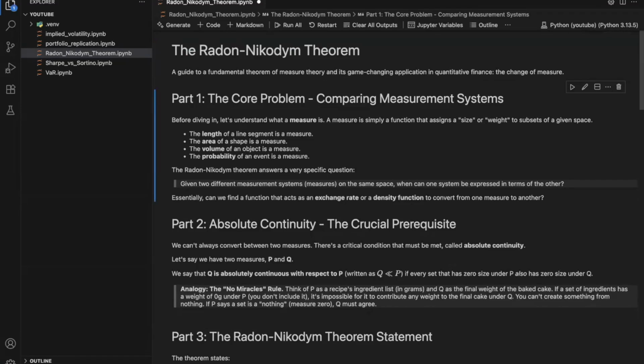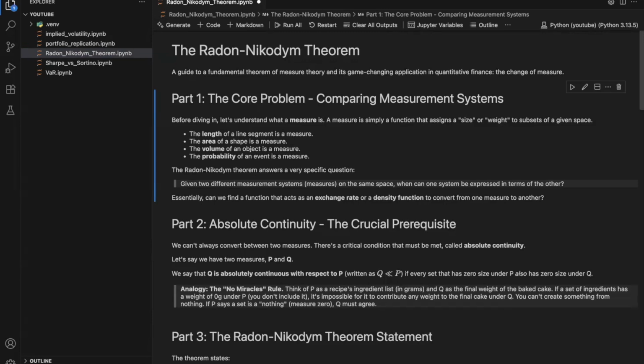In this video, let us understand the Radon-Nikodym theorem, a topic that sounds incredibly intimidating, but is one of the most elegant and powerful ideas in both mathematics and finance. Think of it as the Rosetta Stone of measurement. It allows us to translate from one system of probability to another, which, as we'll see, is the magic trick that makes all of modern derivative pricing possible.